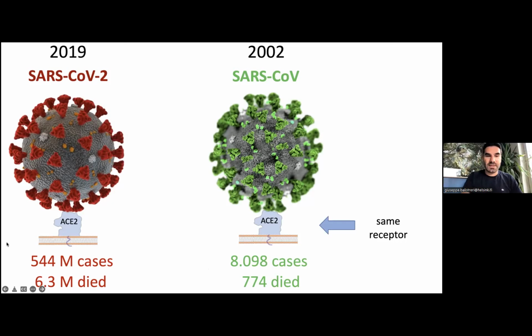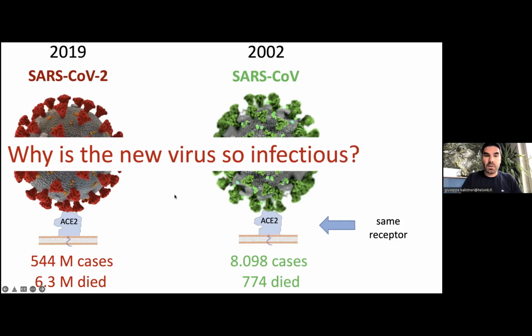But here are the epidemic updates. As of today, 544 million cases, 6.3 million have died, at least with coronavirus. And then the question that we wanted to ask is, why is this second virus so infectious if it's so similar to the previous one, which only lasted 1 year and didn't infect nearly as many people?